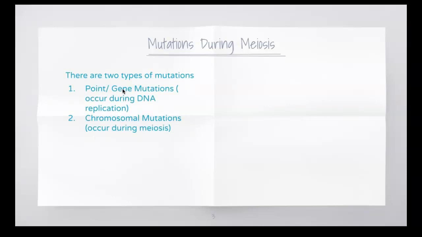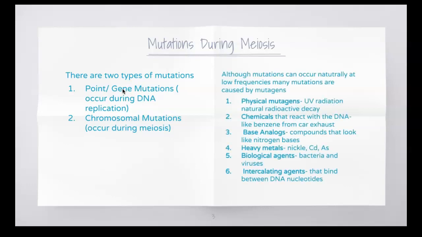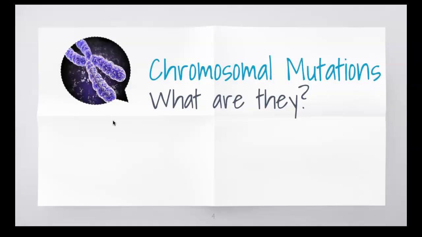Point or gene mutations are the ones that I talked about in the previous video, and I talked about mutagens causing them. Mutagens could be like radiation, or things like benzene from the car that react with your DNA, things that look like nitrogen bases, or different metals, or bacteria or viruses that can actually insert their own DNA into yours, or things that bind to your nucleotides. Any of these things could be mutagens that, if you expose your body to them, increase the chance of having a mutation occur, whether it's a point or gene mutation or chromosomal mutation.